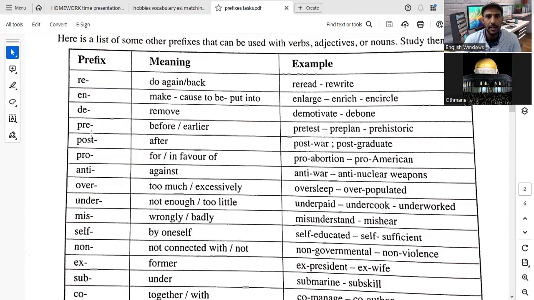Next we have pre, that means before or earlier, just like pre-test. A pre-test is a test that takes place before, let's say, certain treatments or whatever. That's called a pre-test. Pre-plan, it means you plan before. Prehistoric, the prehistoric age. We're talking about the age before history. That's the meaning of pre.